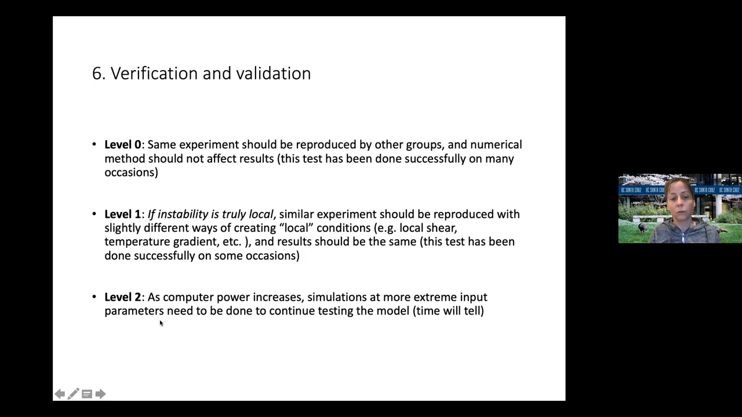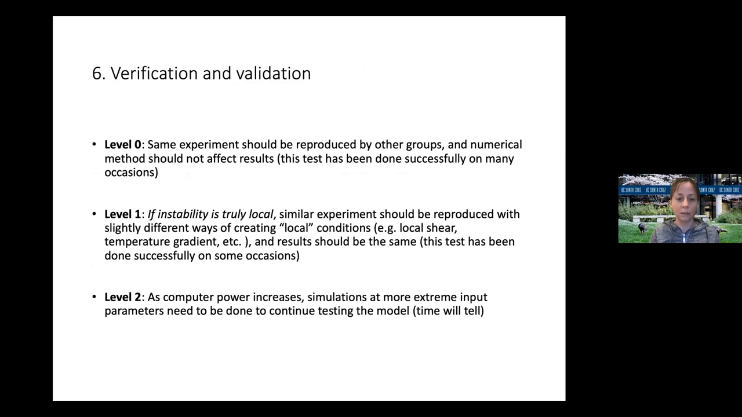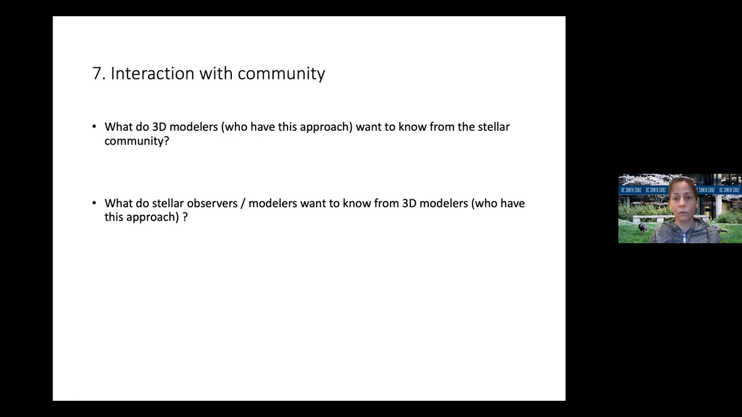And then the level 2 one is very hard and is basically as computer power increases, the simulations should be redone at more extreme input parameters to try and test the model at these more extreme parameters. But that's only time will tell. We need better computers to do that. So to finish up, I just want to say, what do stellar observers and modelers want to know from us 3D modelers who have this local approach? I'd be very interested in.